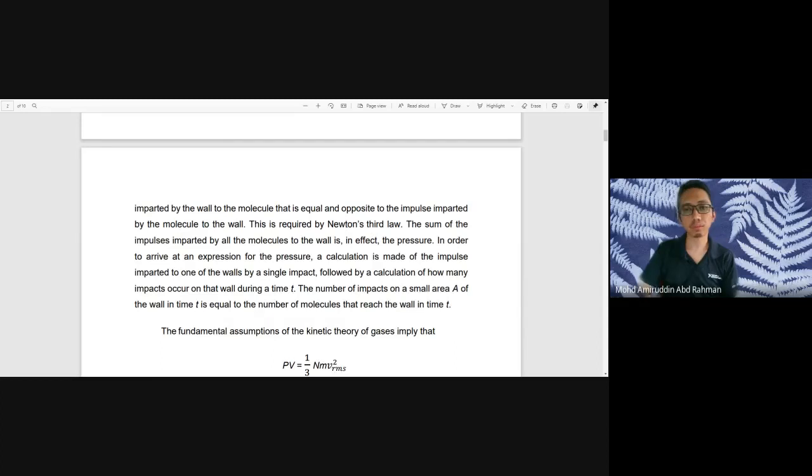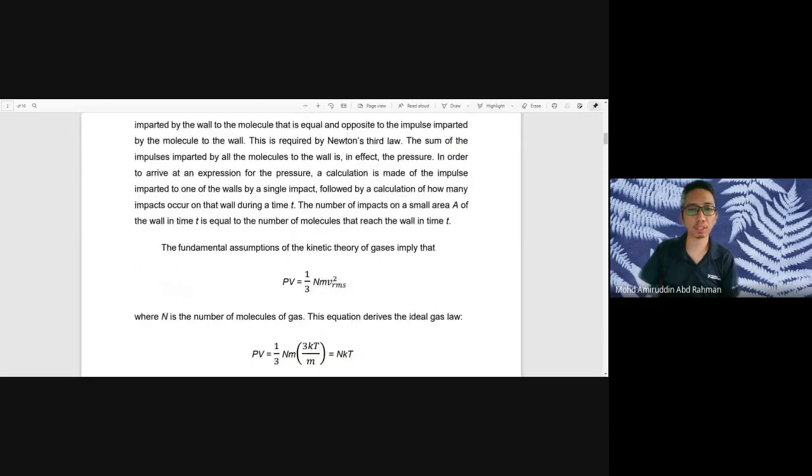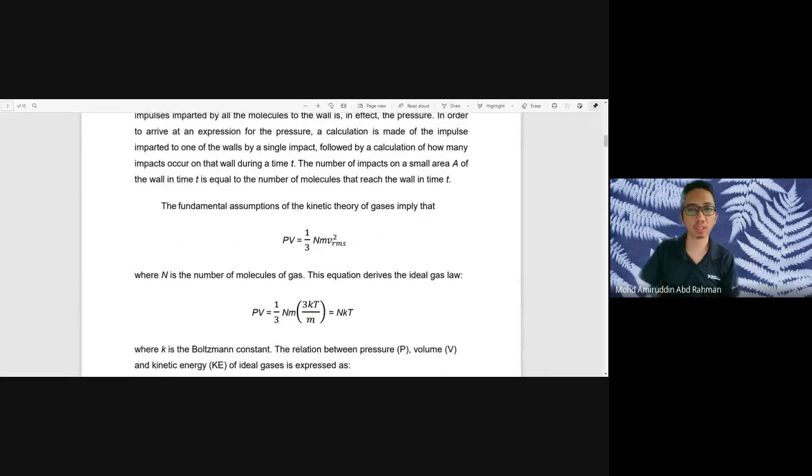Okay. So the fundamental assumption of the kinetic theory of gases implies that PV equals 1/3 N m v squared RMS, where N is the number of molecules of gas. This equation derives the ideal gas law. So we have PV equals 1/3 N m v squared RMS.